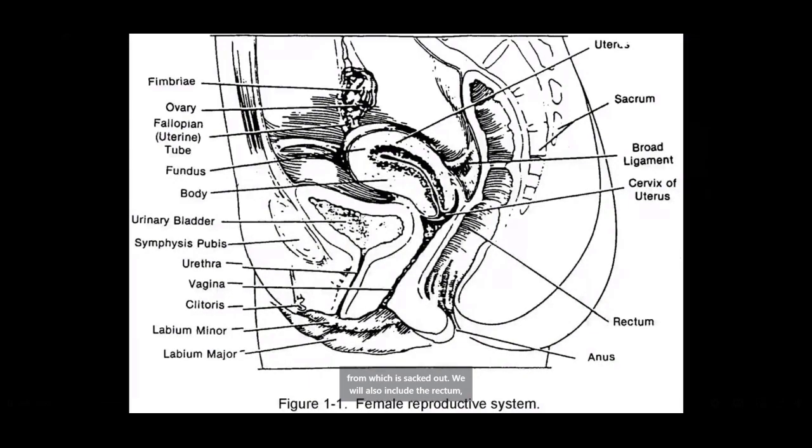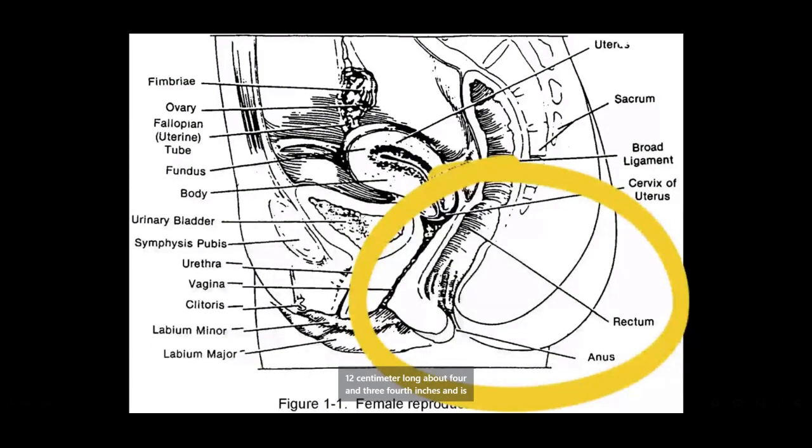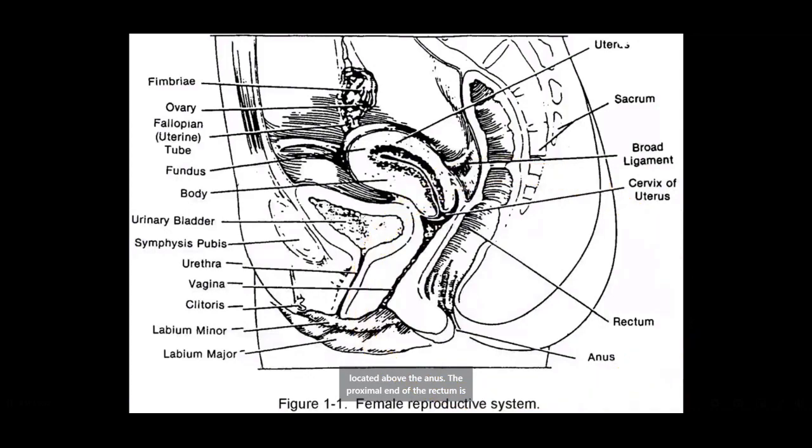We will also include the rectum, the anal canal, and the anus. So the rectum is approximately 12 cm long, about 4 3/4 inches, and is located above the anus. The proximal end of the rectum is continuous with the sigmoid colon. The distal end is commonly referred to as the anorectal junction. It is identifiable during a colonoscopy as having a sawtooth-like edge.